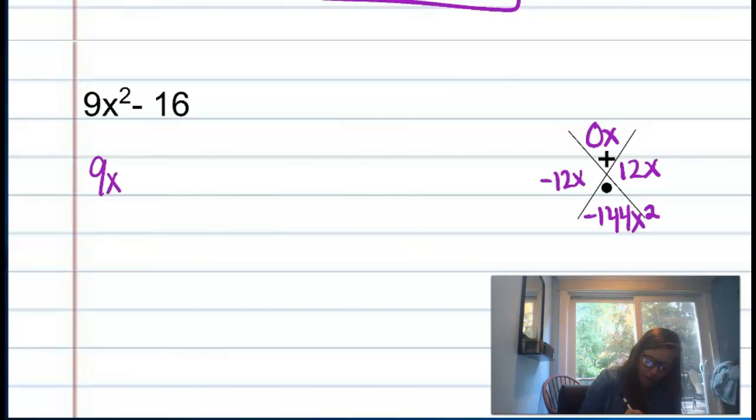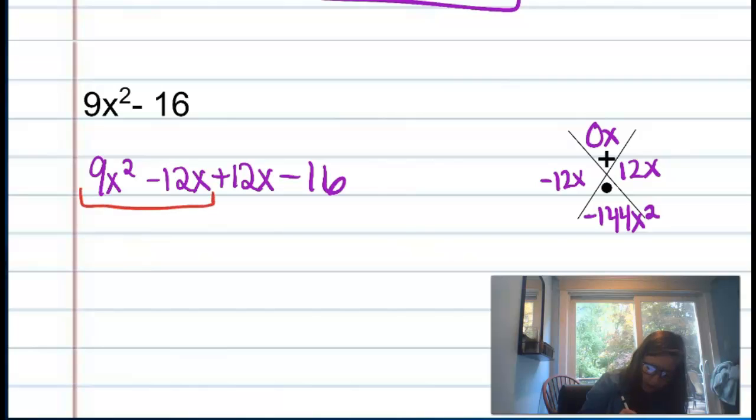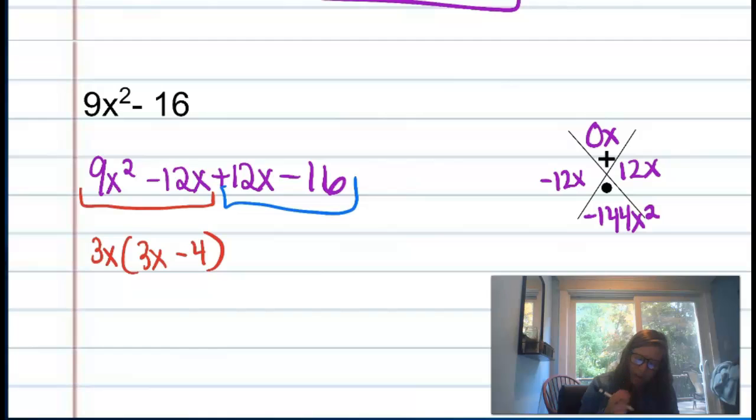So I'm going to rewrite it, bring down the 9x squared. Instead of 0x, I'm going to do minus 12x plus 12x minus 16. Then I'm going to look at the first two terms. What's the GCF of those? That'd be 3x, and what I have left is 3x minus 4. I do the same thing for the second set. Both of those can be divided by 4. Since it's positive, I put a plus 4, and then in parentheses, 3x minus 4.